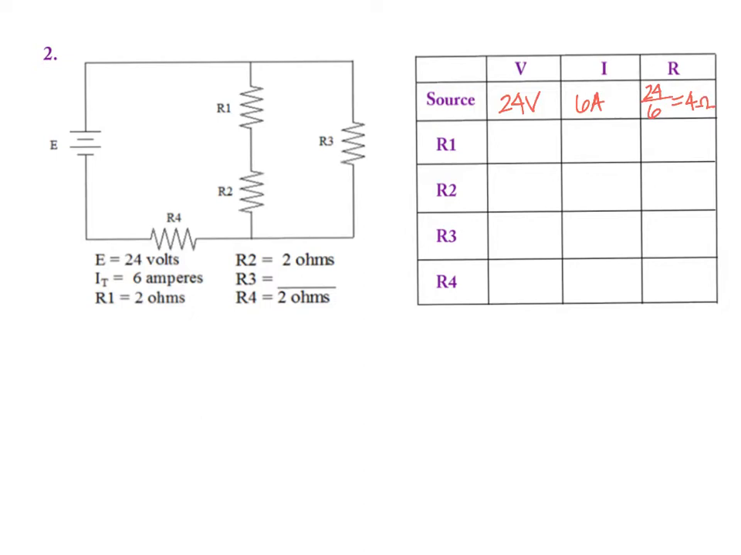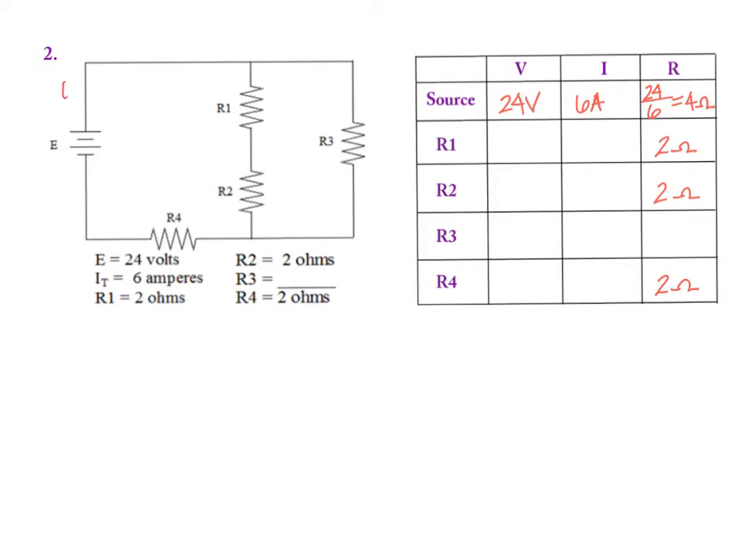Then I'm going to fill in the resistors that I know. I know R1 is 2 ohms. I know that R2 is 2 ohms. I don't know R3, so I'll leave that blank, but R4 is also 2 ohms. Now you might think at this point that you're kind of stuck. There's a couple other things that we do know, and that is R4 is a standalone resistor.